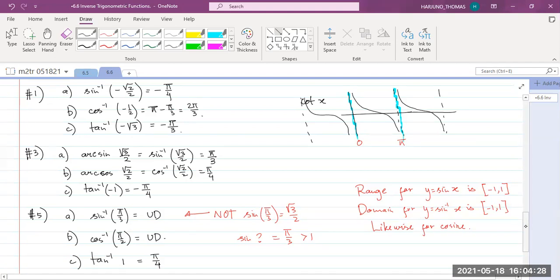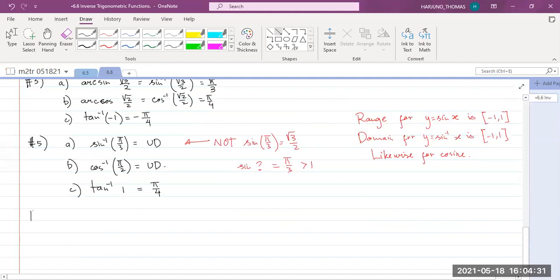Okay, now number 7. Number 7, part A. What is sine of arc sine of -3/10? Okay, our textbook does it this way. The way our textbook thinks is that sine and arc sine are inverses to each other.